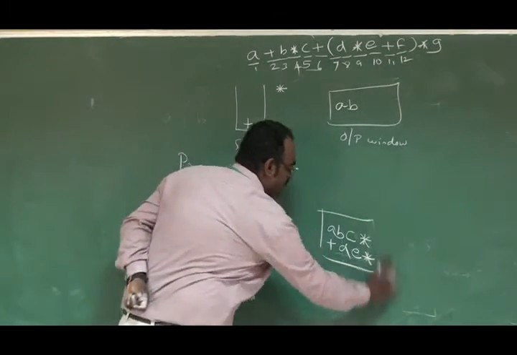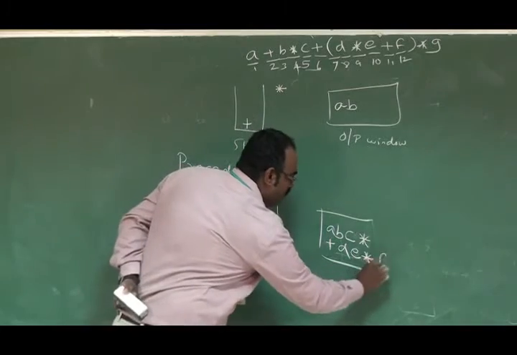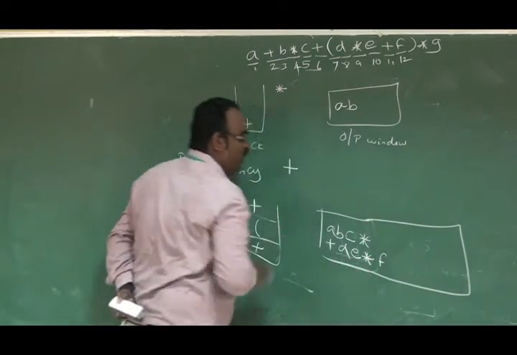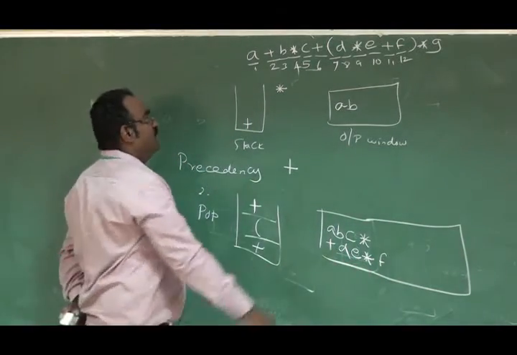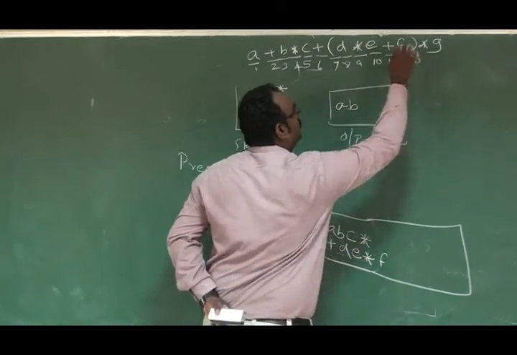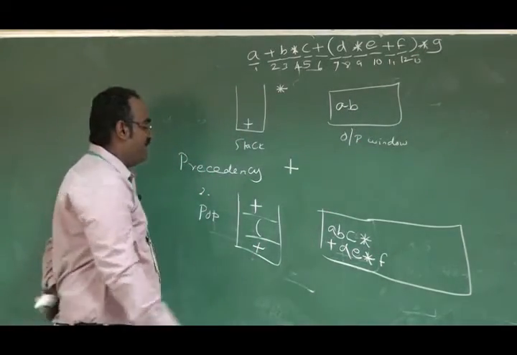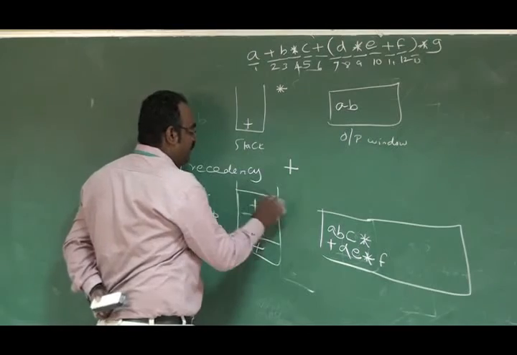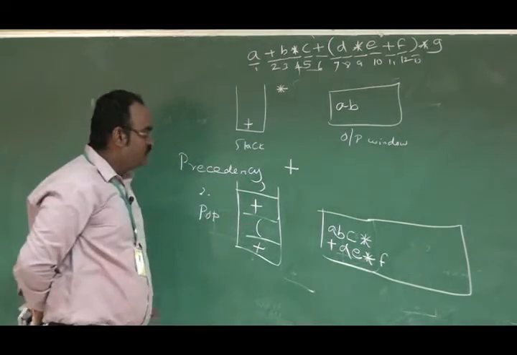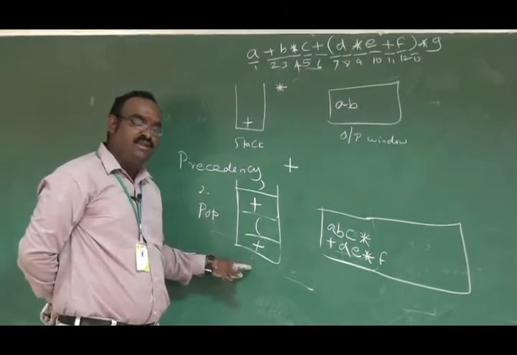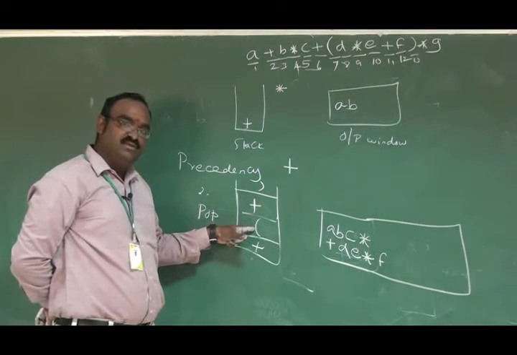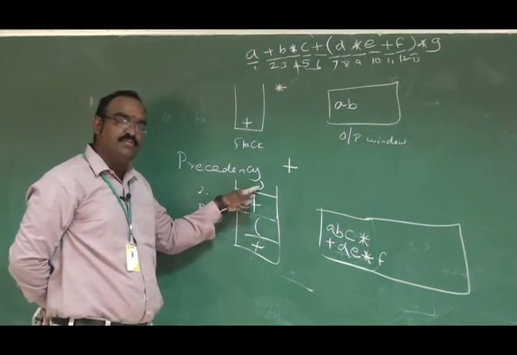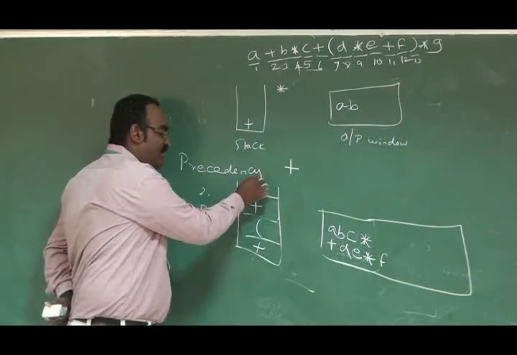So F is now an operand, so move it into the output window. Right. Now the 13th token is the right parenthesis. When the right parenthesis comes to the stack, what happens immediately? The left parenthesis is to be removed once the right parenthesis is received. So now this group of elements is over.